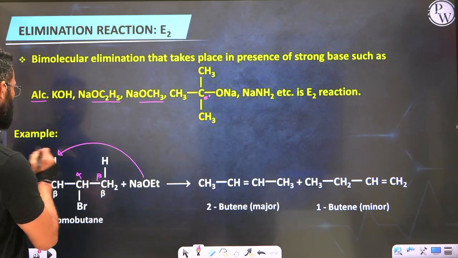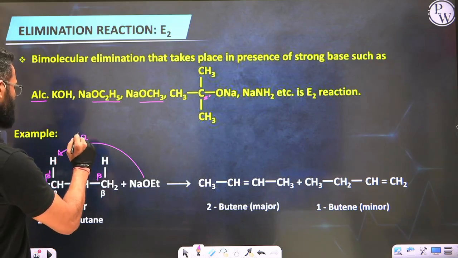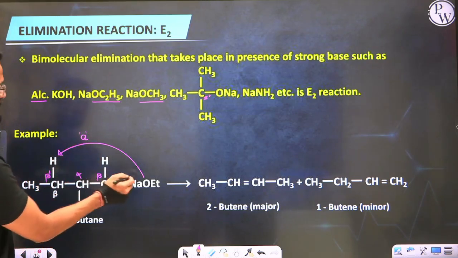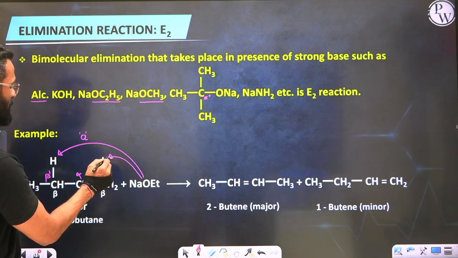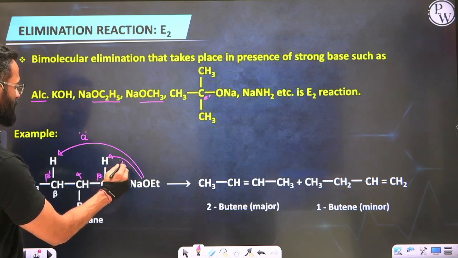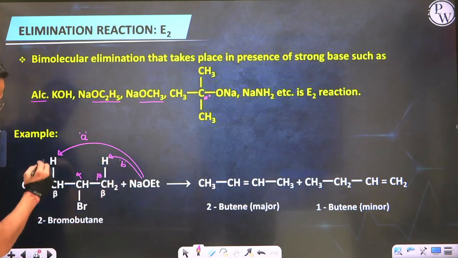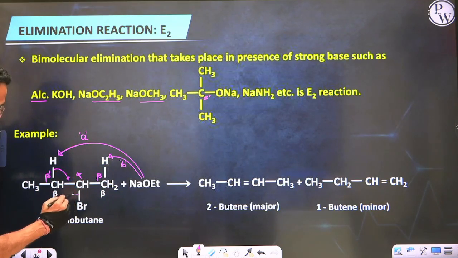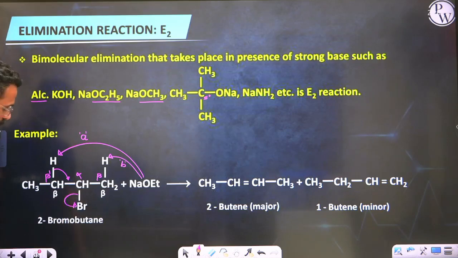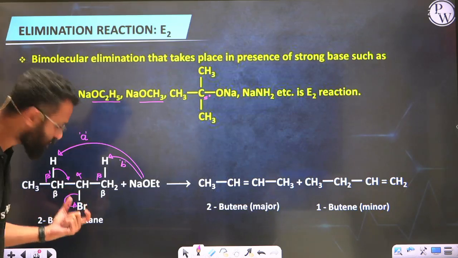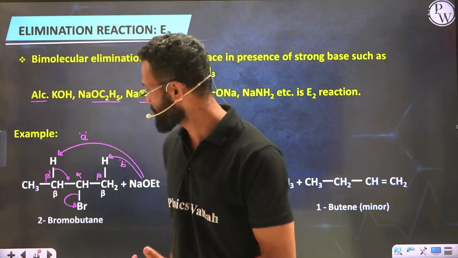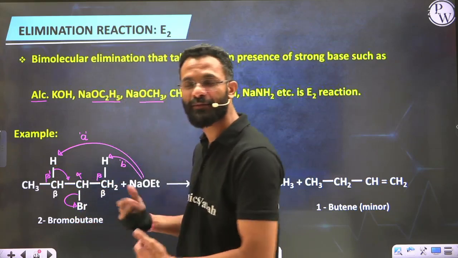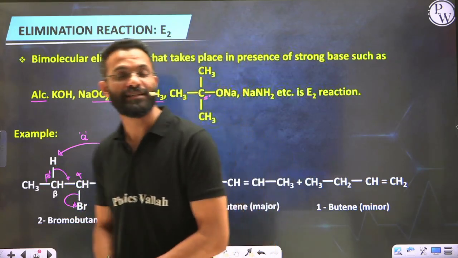So there are two possibilities from where it can abstract the beta hydrogen. Let's say if it abstracts the beta dash hydrogen, I'm calling it path A. And if it abstracts the beta hydrogen, I'll call it path B. Whichever H is being removed, after loss of hydrogen, the sigma bond will shift, and there will be simultaneous loss of the leaving group. Guys, this is what we are talking about as a concerted step. When the abstraction of hydrogen and departure of the leaving group take place simultaneously, we call it a concerted step.